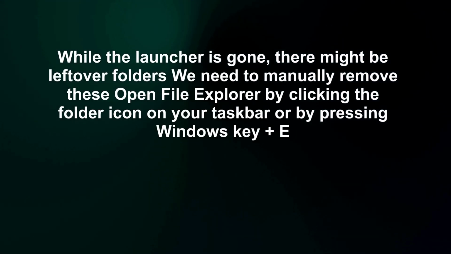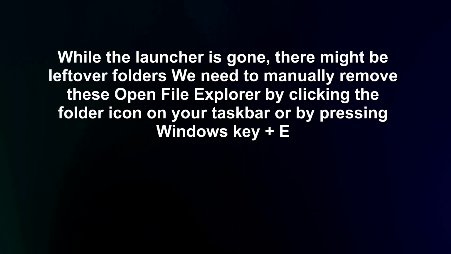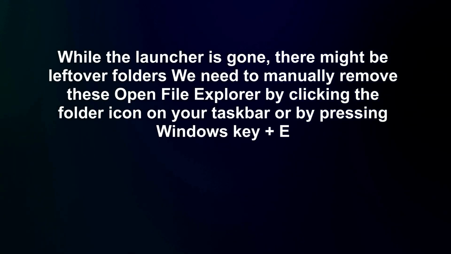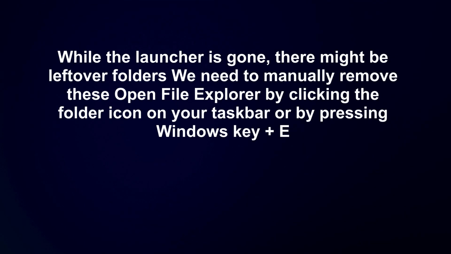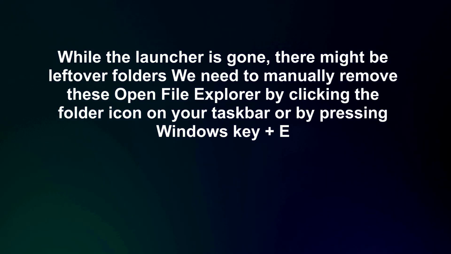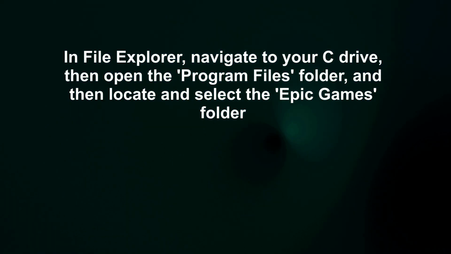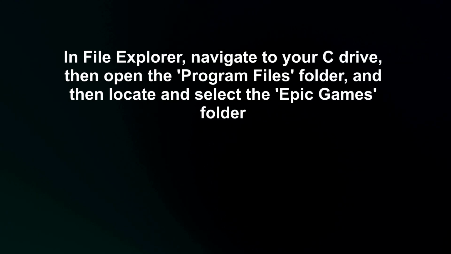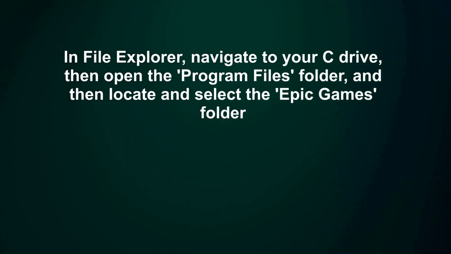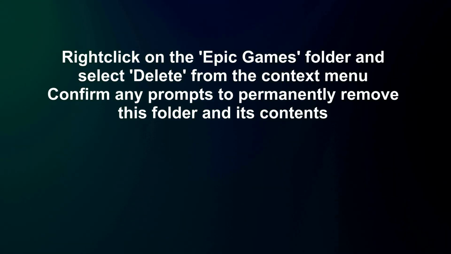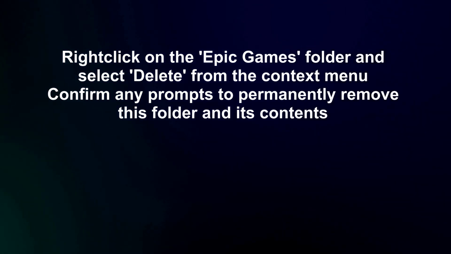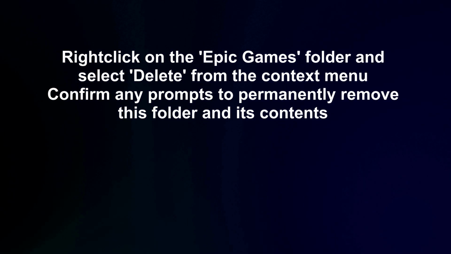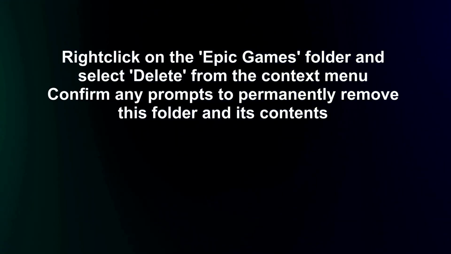While the launcher is gone, there might be leftover folders. We need to manually remove these. Open File Explorer by clicking the folder icon on your taskbar or by pressing Windows key+E. In File Explorer, navigate to your C drive, then open the Program Files folder, and then locate and select the Epic Games folder. Right-click on the Epic Games folder and select Delete from the context menu. Confirm any prompts to permanently remove this folder and its contents.